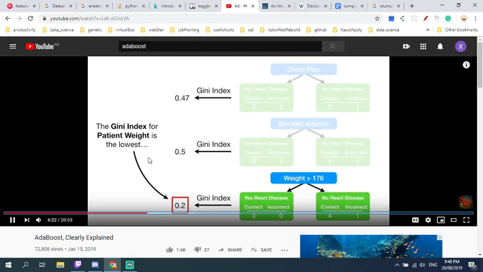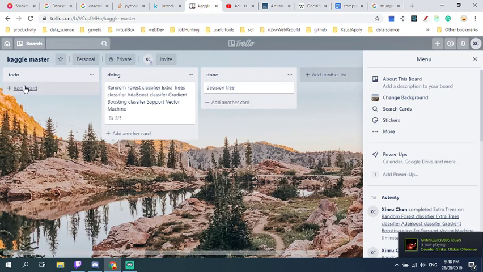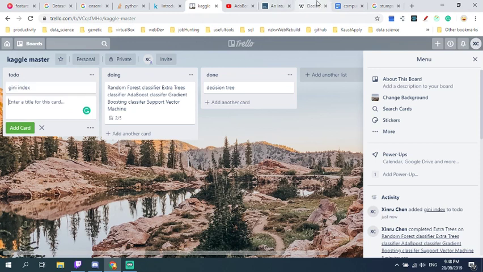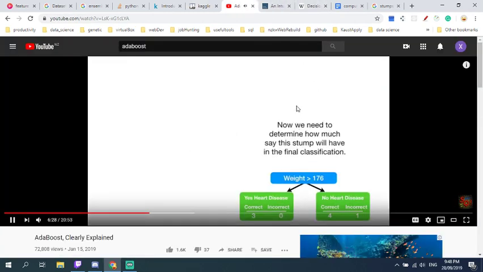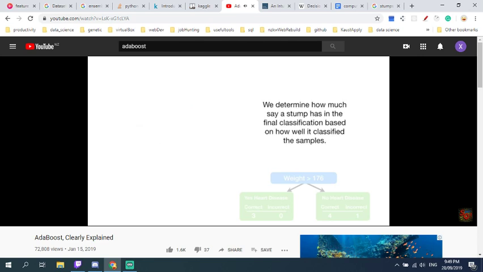in the forest. Now we need to determine how much say this stump will have in the final classification. Remember, some stumps get more say in the final classification than others. We determine how much say a stump has in the final classification based on how well it classified the samples.